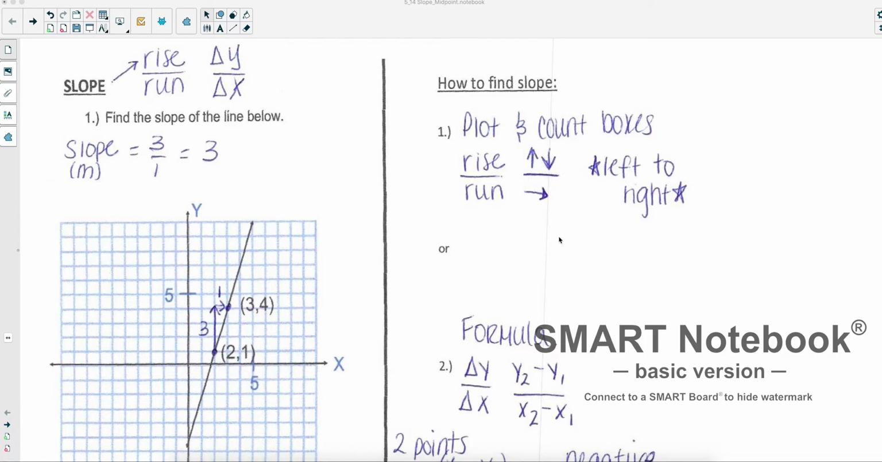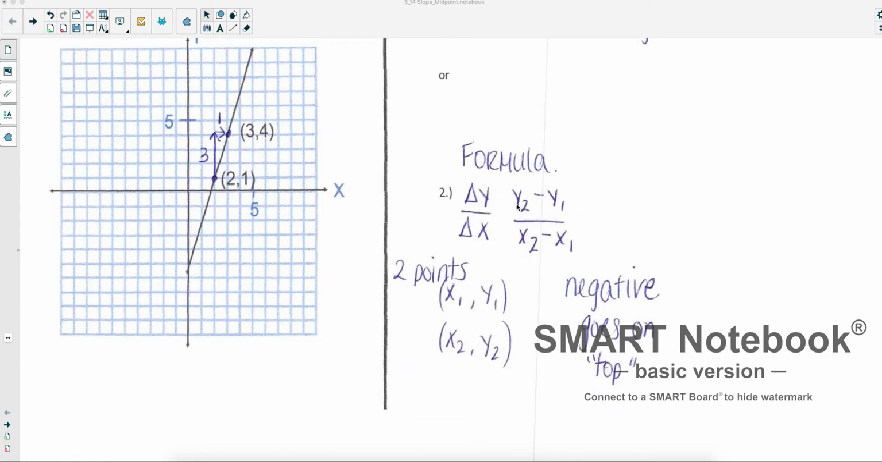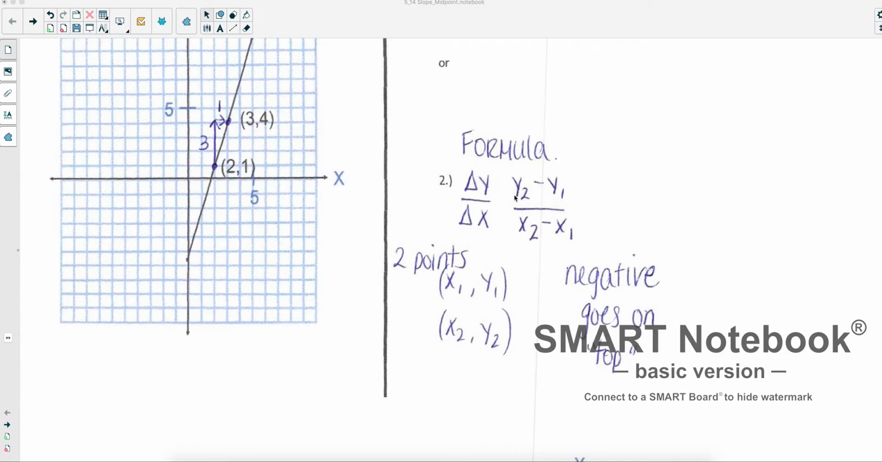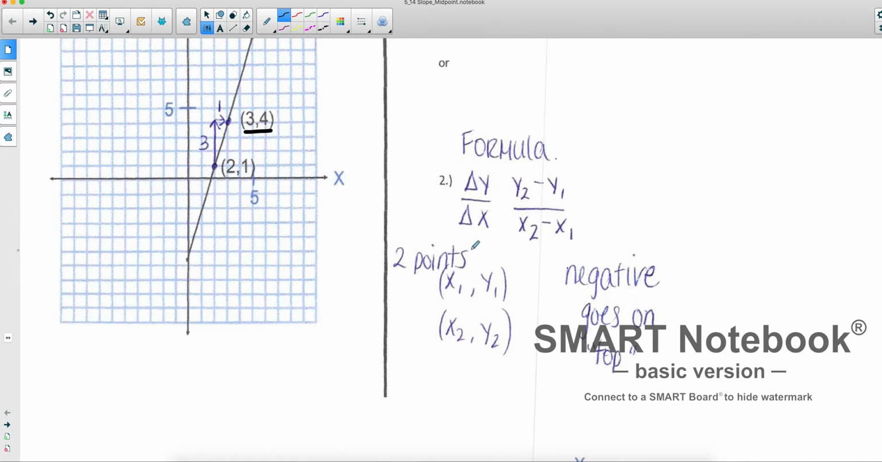Okay, so you can plot and count boxes, or you could use your formula, which would be change in y over change in x. So you subtract your y values and then you subtract your x values. But what's important is you have to be consistent as to what y and x value you start with. For instance, over here, if I started at the point (3, 4) and did 4 minus 1, I would have to then do 3 minus 2. I couldn't do 4 minus 1 and then 2 minus 3, right? So if you start at this for x and y, you have to stay there.